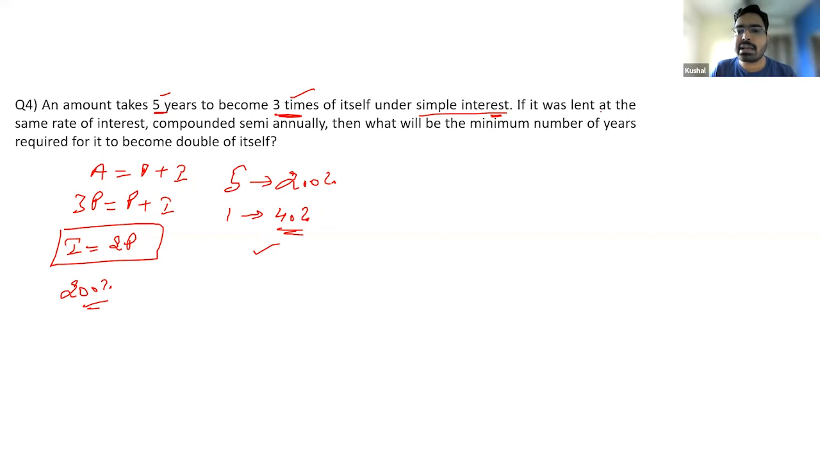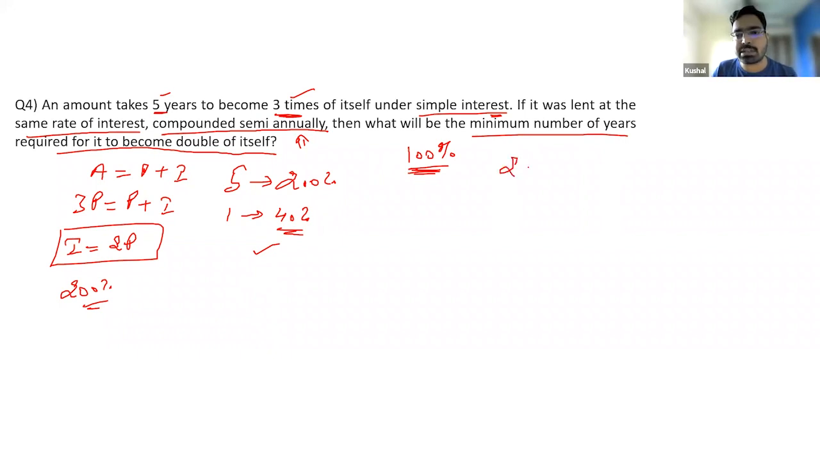Okay. If it was lent at a same rate of interest, but it is compounded semi-annually, then what is the minimum number of years required for it to become double of itself? Double of itself means what? The interest percentage should be at least 100%. Another thing to watch out for is it is semi-annual compounding. That means the interest will not be 40% for one term, but rather it will be 20% for one term, right? So 20%, how many such terms will be required to look at the effective rate of interest being 100%?